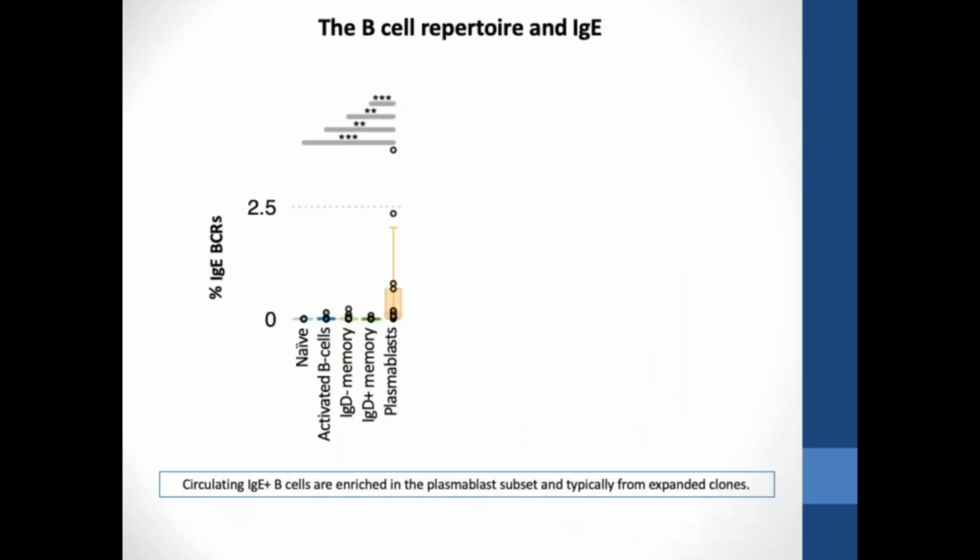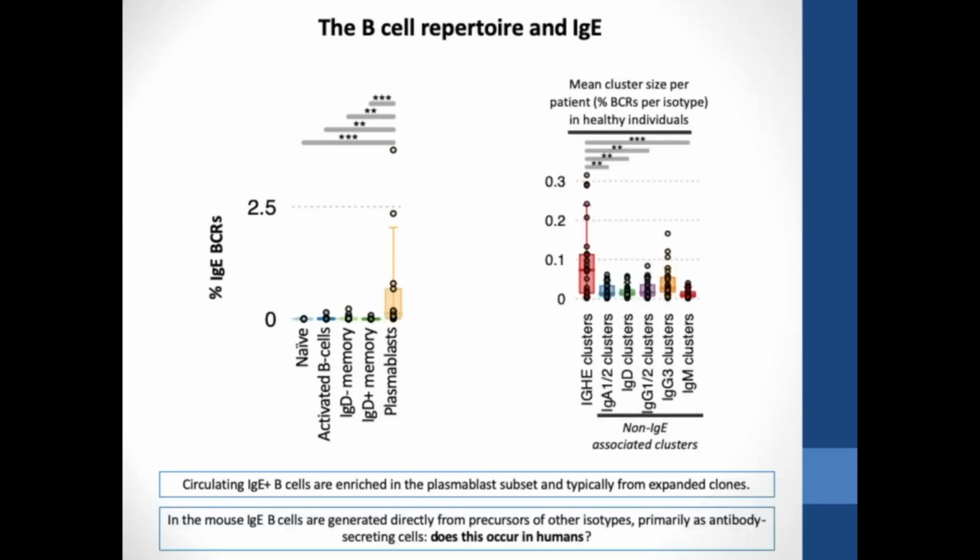We also wanted to ask the question about how IgE B cells are generated and their role in the peripheral blood repertoire. So we see that the majority of IgE in healthy individuals is observed in the plasmablast population, despite it being a relatively low amount. And the problem with looking at IgE positive B cells is that they're particularly rare. So in this study, we can show that circulating IgE B cells are typically from expanded B cell clones, shown here. And this is consistent across all diseases.